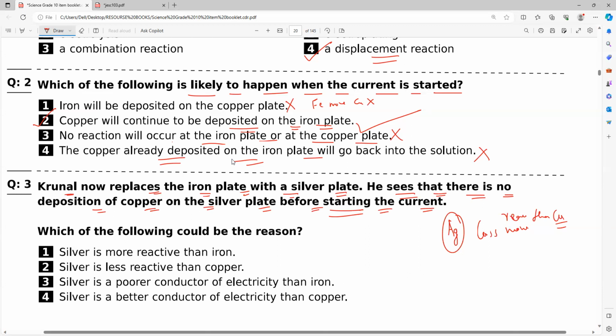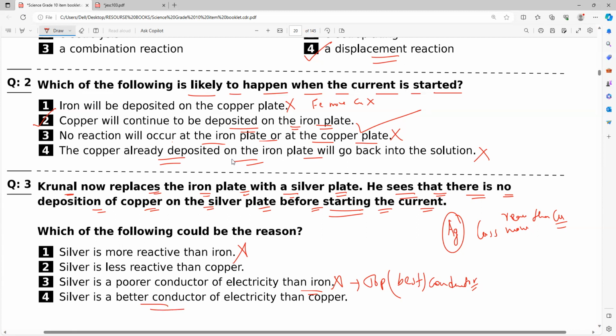So silver is more reactive than iron? Wrong. Silver is a poor conductor of electricity than iron? No, it is a good conductor. Silver is the topmost conductor of electricity. Am I right or wrong? Who is the best conductor among all the metals? Silver. We studied this in the electricity chapter in physics. Do you remember, everybody? Yes, sir.